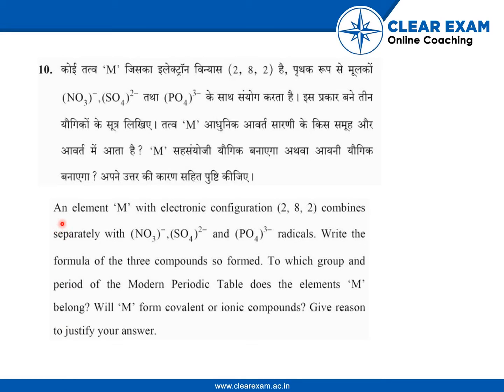The given question says that an element M with electronic configuration 2, 8, 2 combines separately with radicals NO3, SO4, and PO4. Write the formula of the three compounds so formed. To which group and period of the modern periodic table does element M belong? Will M form a covalent or ionic compound? Give reason to justify your answer.